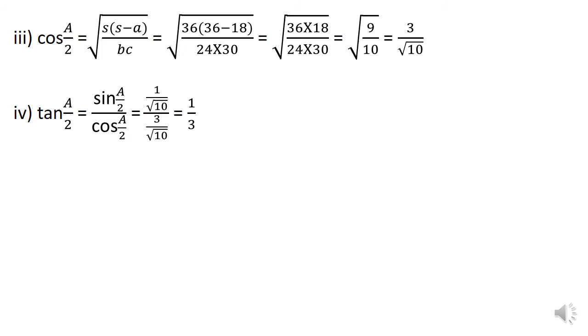Then tan A by 2 is even easier than that, because simply we put sin A by 2 upon cos A by 2. We know both the answers. We substitute and get the answer as 1 upon 3.